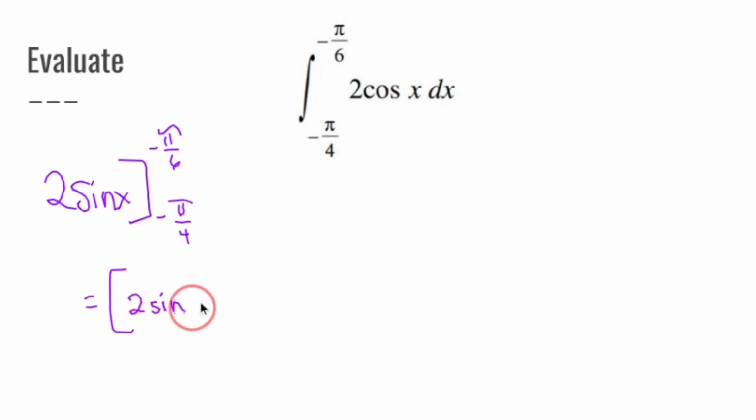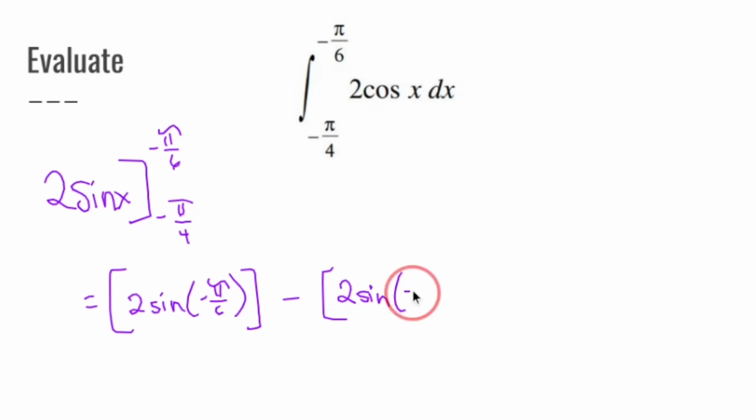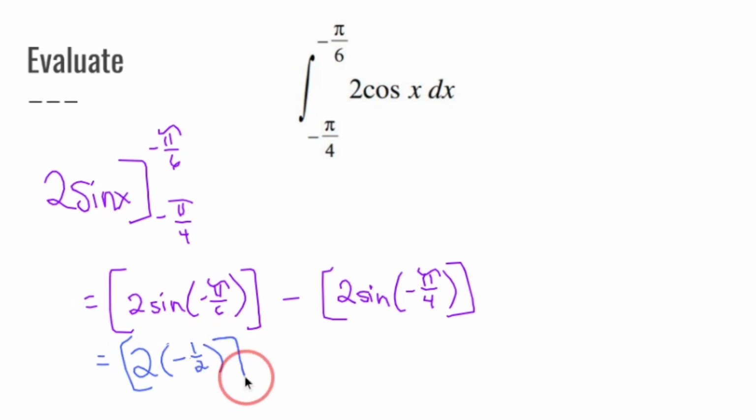Positive 2, rather, sine of negative pi over 6, minus, rewrite it, 2 sine of negative pi over 4. All right, this becomes, I think that's negative a half. I'll double check these at the end to make sure I'm all right. Minus 2, that's negative root 2 over 2.